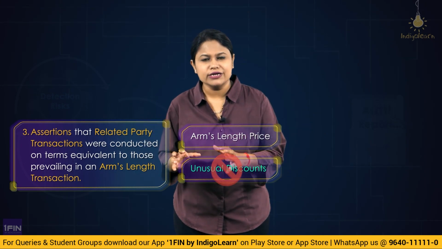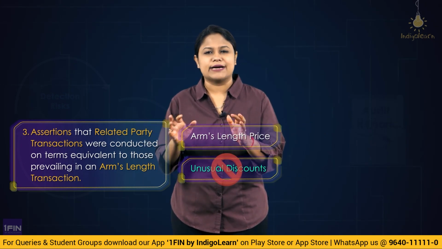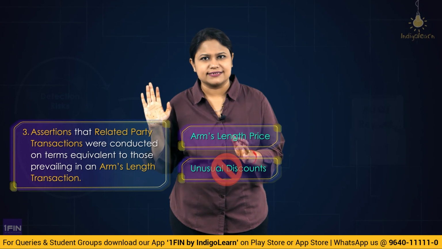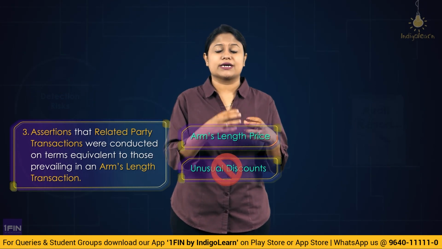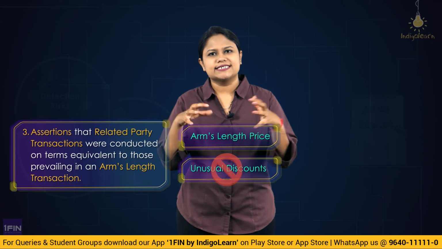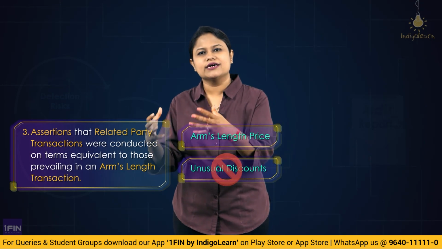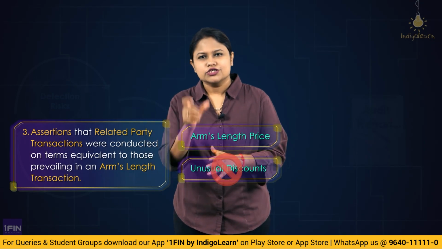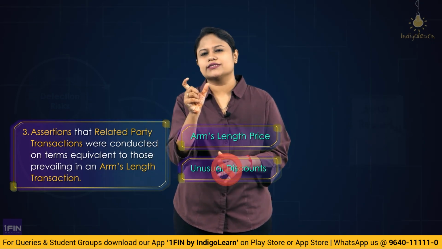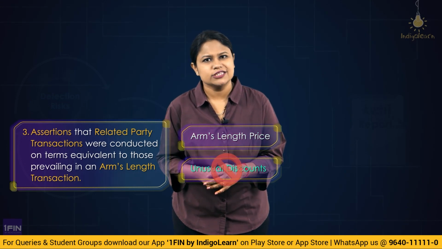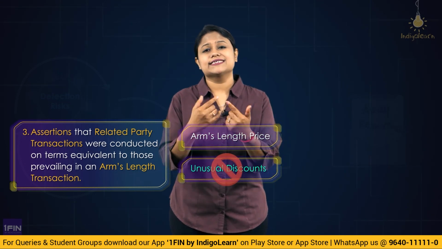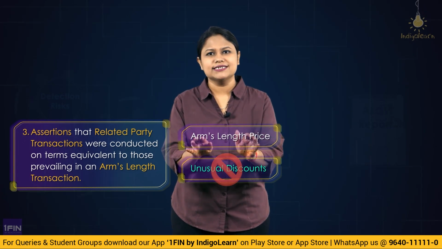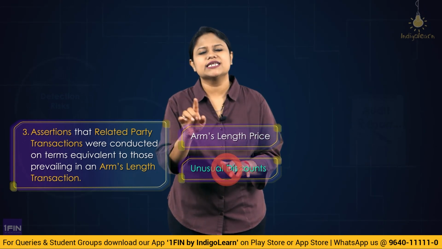So you have to ensure that the related party transactions are happening at arm's length price. What is arm's length? The way I deal with a particular person who is completely unrelated, at that same price I should be dealing with the related parties as well. The price at which I am going to deal, we call it arm's length price. So we as auditors have to ensure that the transactions which have happened with the related parties have happened at arm's length price.